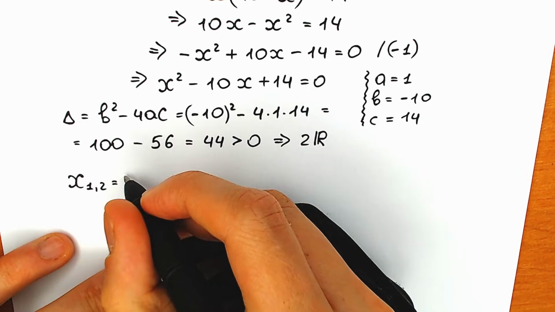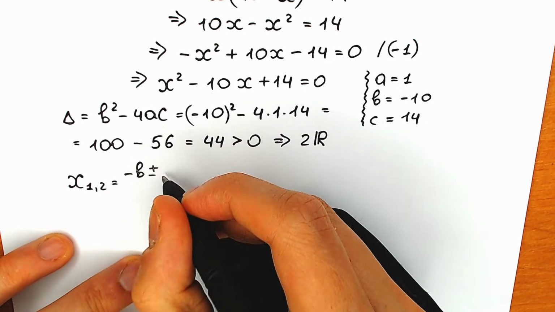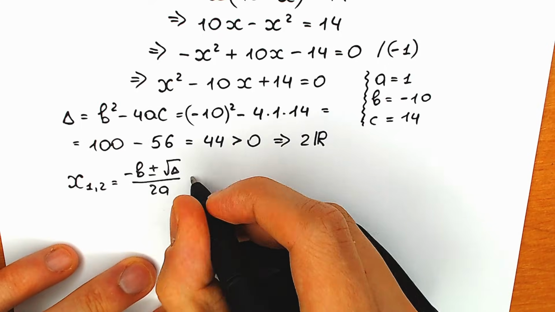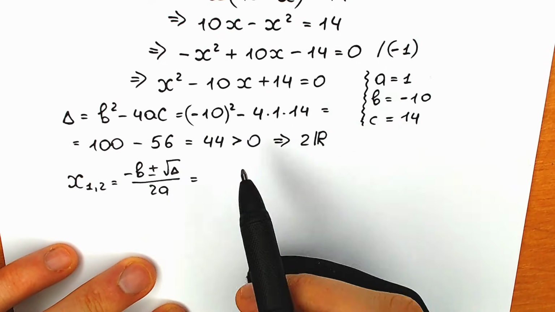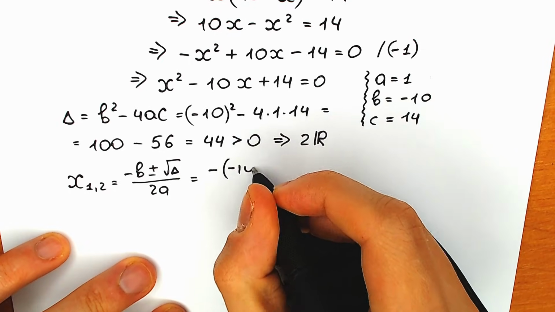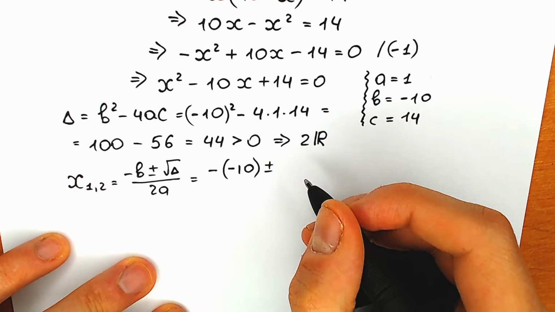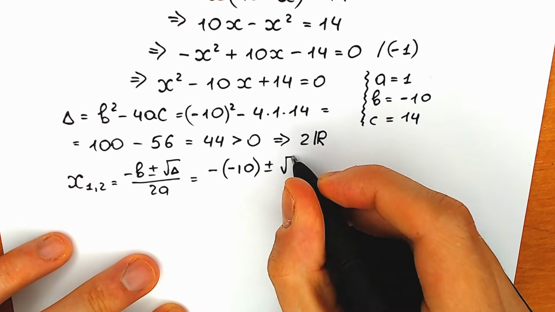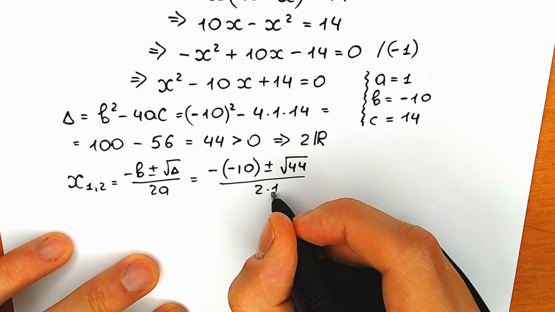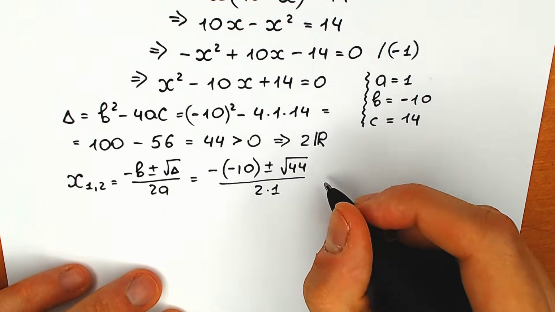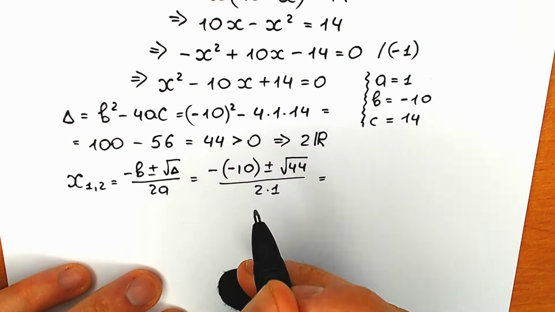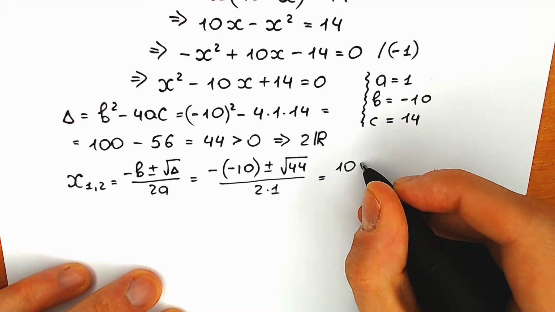x equal to minus b plus minus square root of discriminant, all over 2a. Let's plug in everything. We know the coefficients and we know the discriminant. So minus b, minus minus 10, plus minus square root of 44, all over 2 times 1. Great. Right now, let's simplify. Two negative signs multiplied give positive, so we have 10 plus minus.